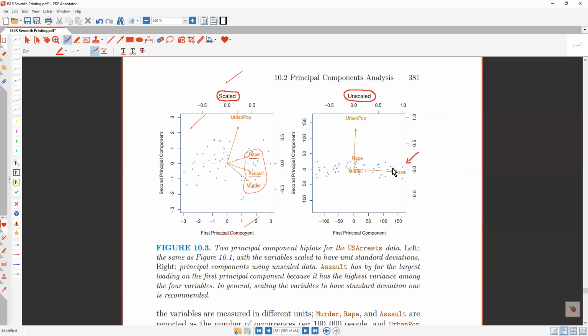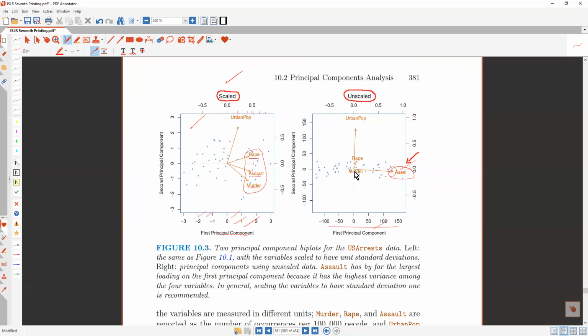Assault is up here on the first principal component, right? Assault is up here on the first component. Here, assault was here, and it was pretty close to rape and murder. In other words, these had similarly large loadings. Here, assault is dominating. Notice that we are in raw scores here. It's unscaled, whereas here, it was scaled. So how do you interpret this? You interpret it by saying assault is dominating on the first principal component.